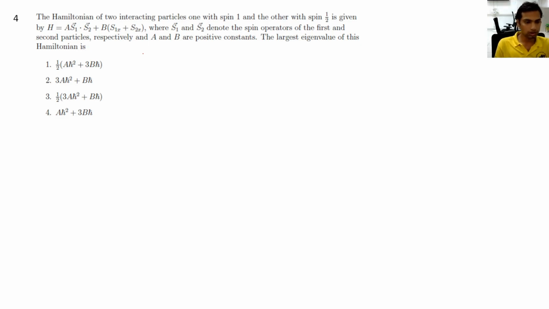Now here is an interesting question. The Hamiltonian of two interacting particles, one with spin 1 and the other with spin half. So let's say that S1 is particle 1, with spin 1. That means if the spin operator S1 square operates on this particle, then what you will get is 1 h bar square times 1 into 1 plus 1. So this will be your eigenvalue.